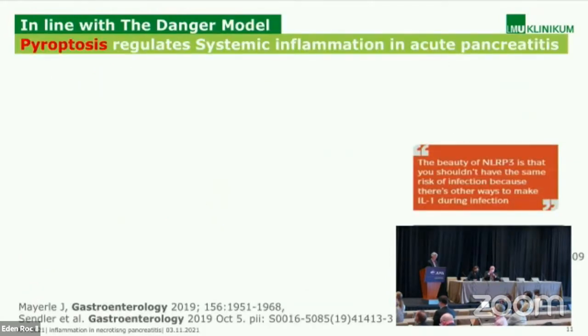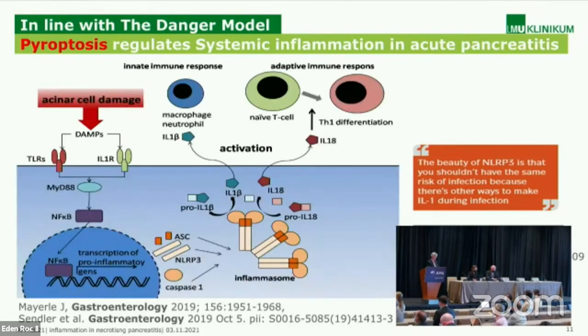Well, you could again think about pyroptosis and try to regulate the systemic inflammation there. So you have cell damage, you get DAMPs, you get an NF-kappa B activation, you get the inflammasome reaction inside the cells, then you get an activation of the innate immune system, so macrophages and neutrophils, and at the same time, mediated via IL-18, you get an adaptive immune response with an activation of T cells. So if you dampen the inflammasome, you would modulate both important players.